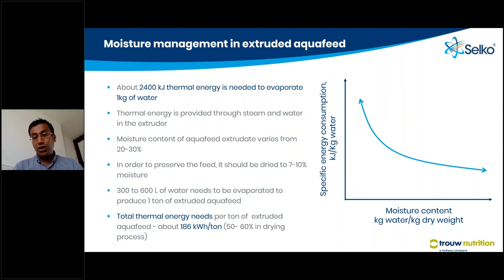Another aspect is that the amount of energy needed to dry the moisture is not linear. If you are drying to 10% moisture, you need less specific energy per kilogram of water. If you are drying to 8% or much lower, you need to put in more energy to get the water out of the pellet. So it is important to optimize the moisture management in the extrusion process.